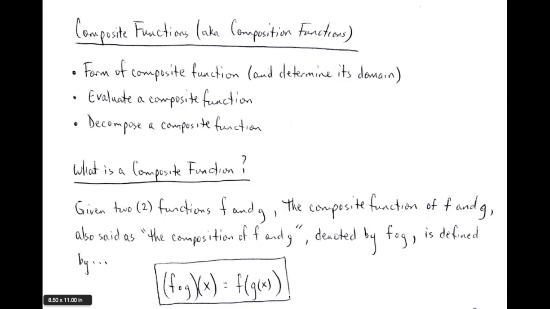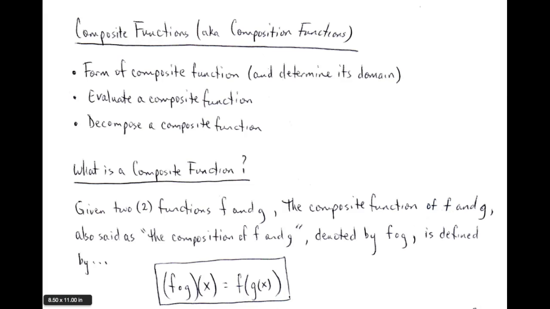So the first thing we want to do is properly define what a composite function is. Simply put, a composite function is a function that is made up of two other functions where one of those functions is literally stuffed inside of the other function. And hence we call that a composition.